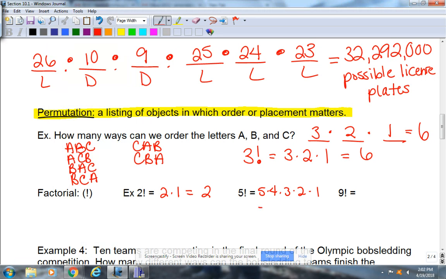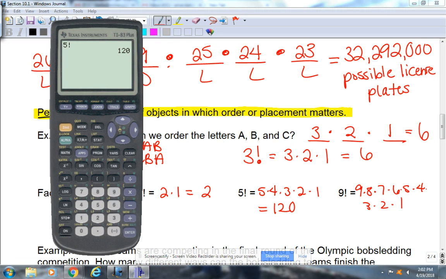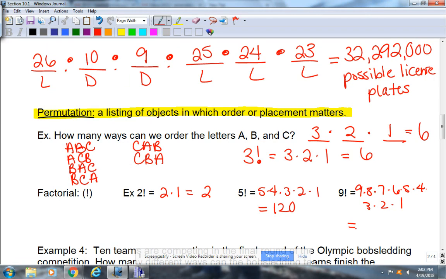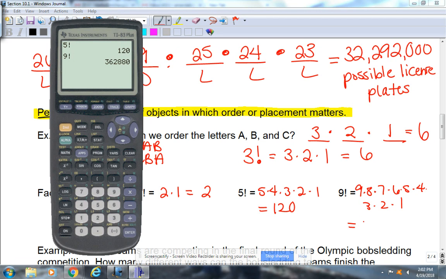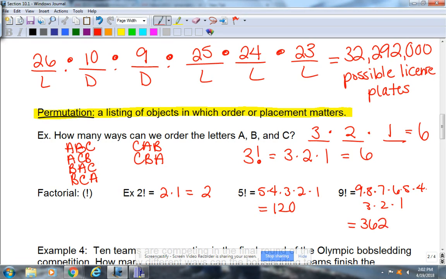Okay, so when you get really big ones, like 9 factorial, which means 9 times 8 times 7 times 6 times 5 times 4 times 3 times 2 times 1, instead of popping all those in your calculator all day long, you hit 9, math, PRB, hit 4, hit enter, and it tells you how many. What's that big number? 362,880. Okay, so that's how you put a factorial in your calculator, math PRB.